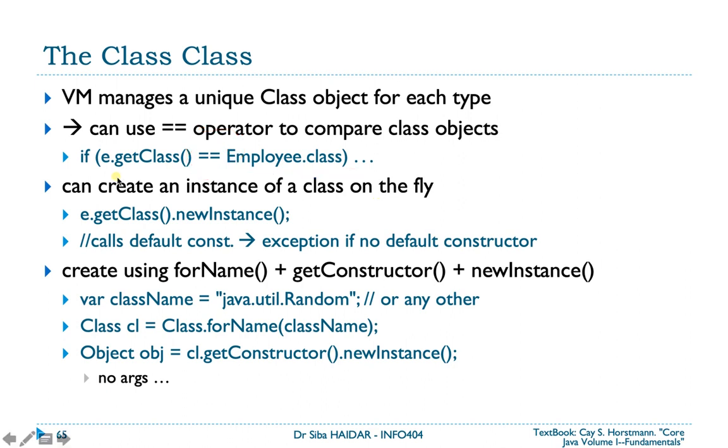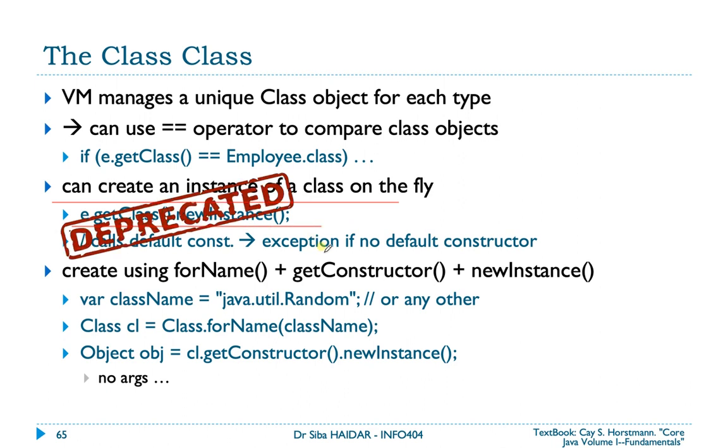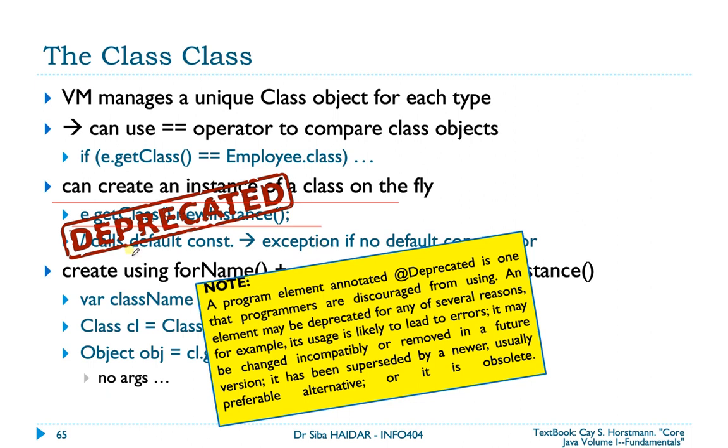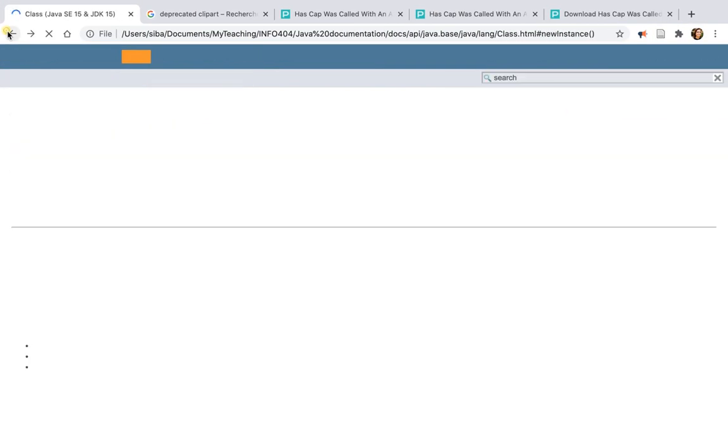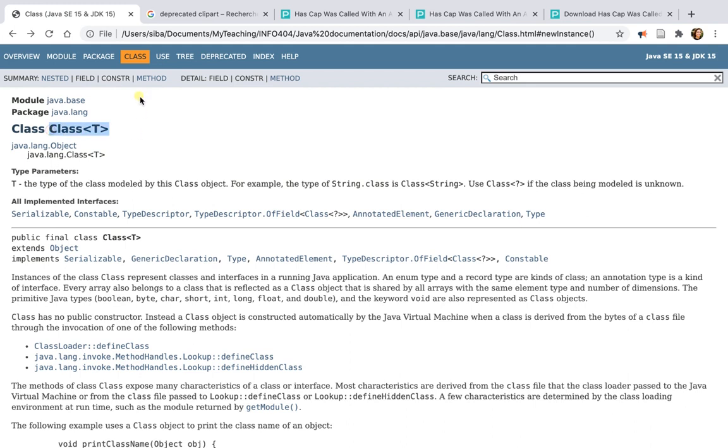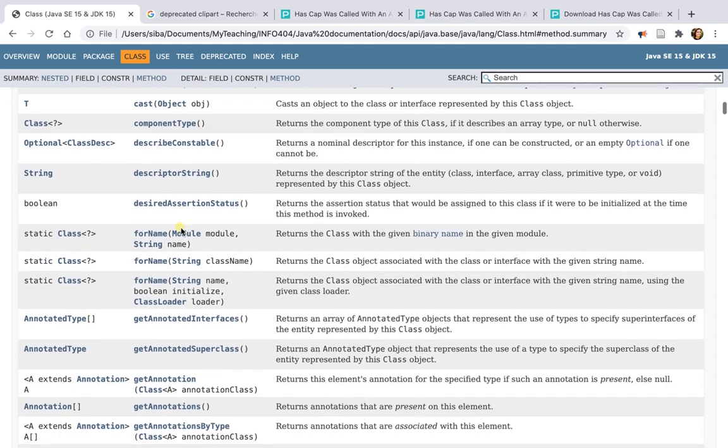As you can get the class of the object, you can maybe create an instance on the fly, but this version of creating an instance on the fly is deprecated. What is deprecated? As we all know, a program element annotated as deprecated is one that programmers are discouraged from using. Why discouraged? This method newInstance of the Class was already here, inside the class Class.